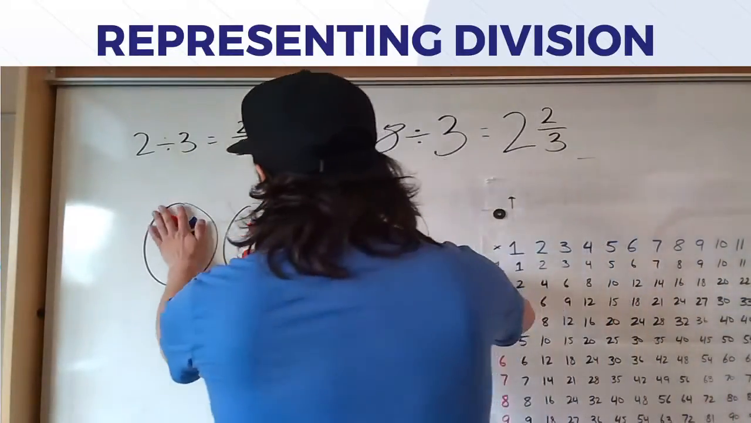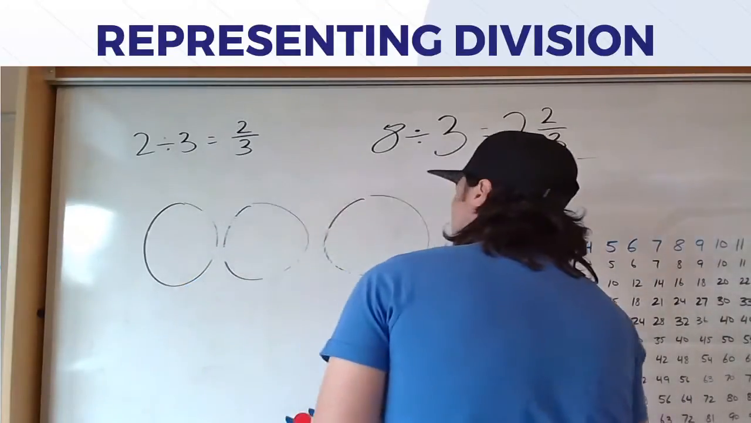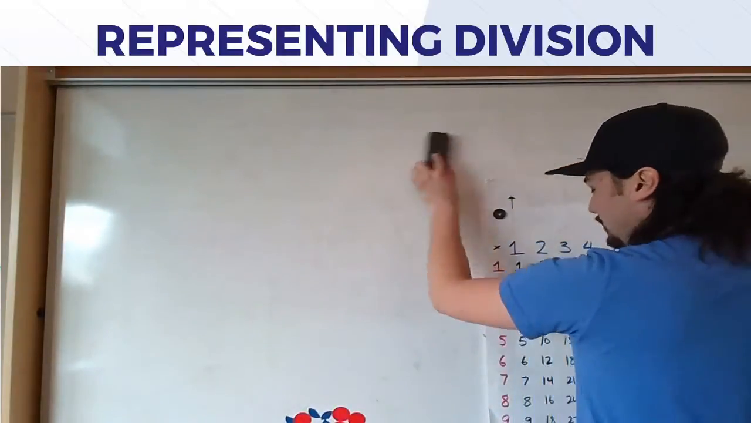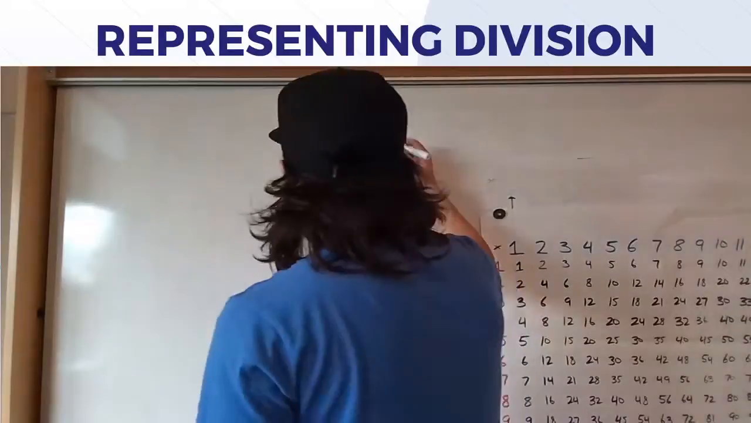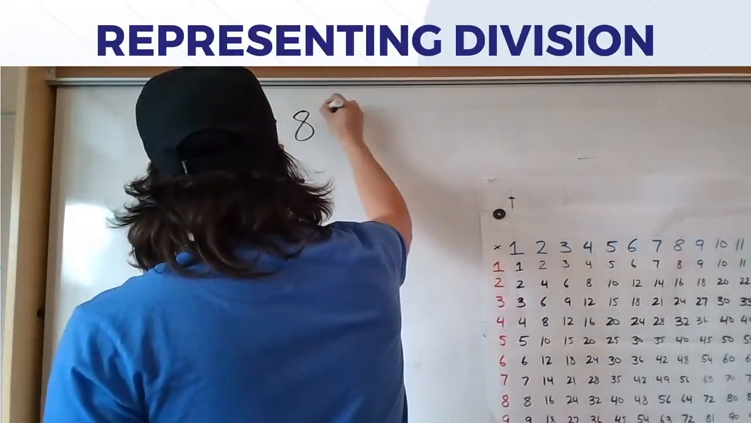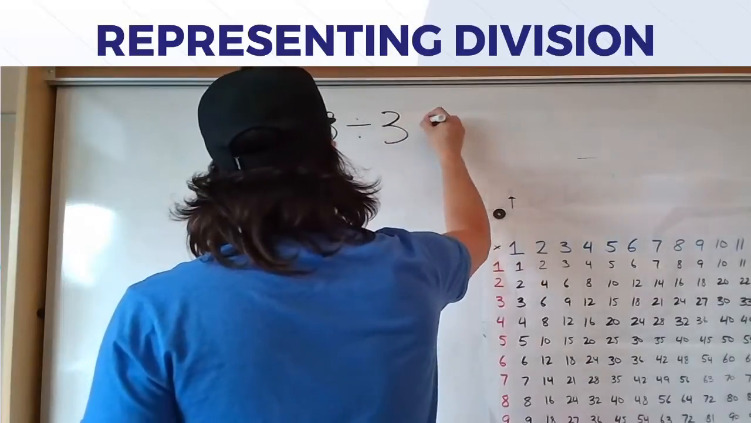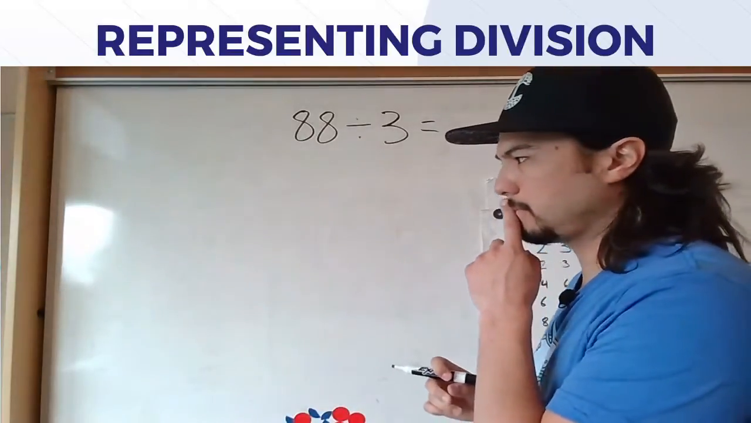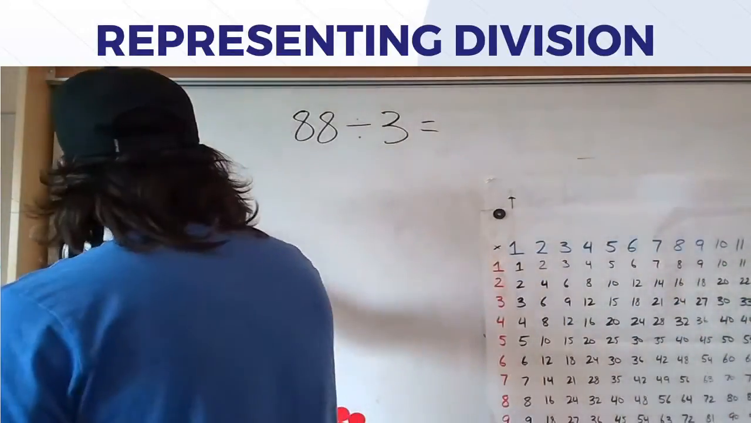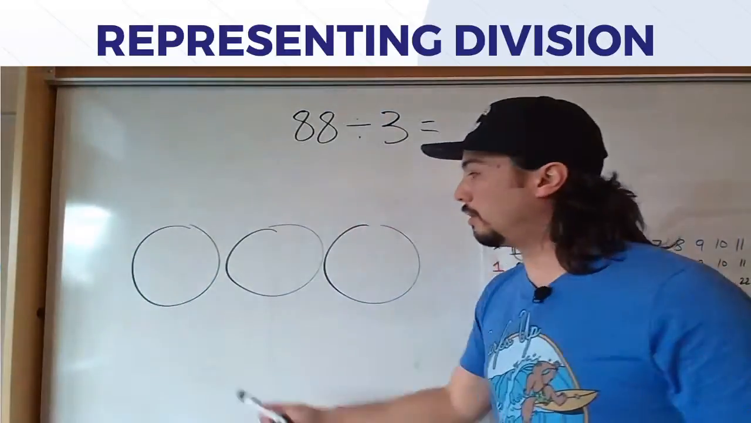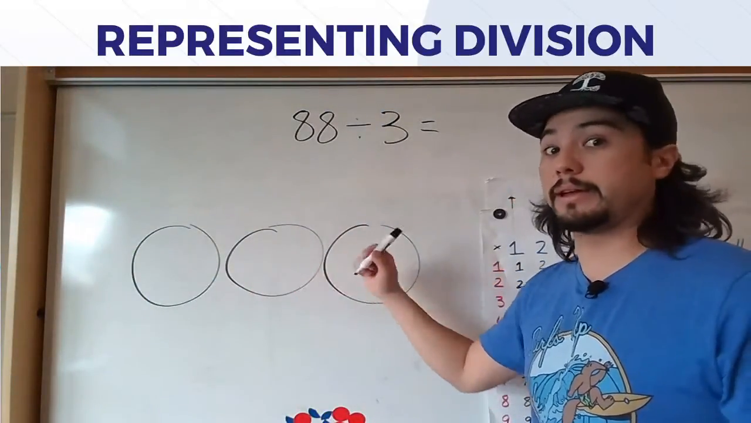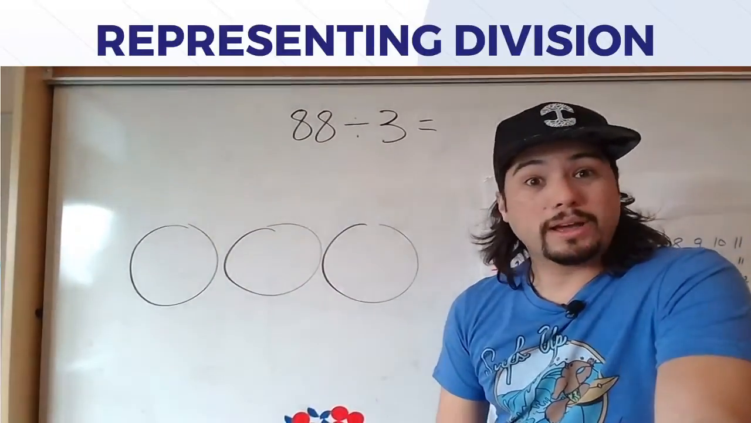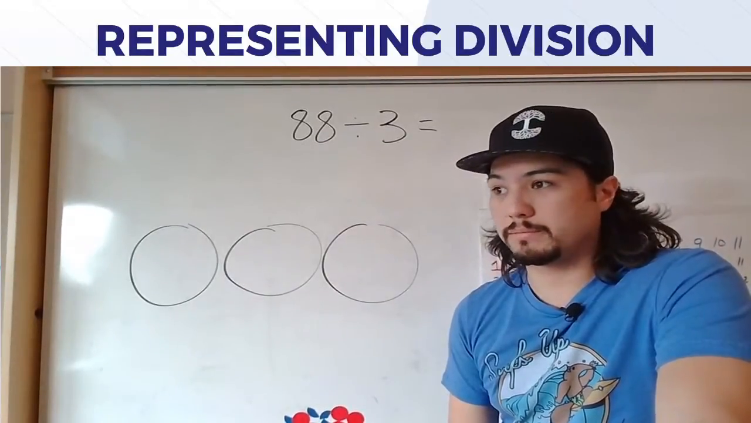But what if, instead of just having 8 dots, we had a much larger dividend? Let's keep our divisor as 3. Instead of 8, though, we're going to go 88. 88 divided by 3 equals blank. Now, we're going to keep our 3 groups, but what I want us to think about is, could we just go 1, 2, 3, 4, 5, 6, 7, 8, 9, 10, 11, 12? We could. We certainly could. But all the way up to 88, that's going to take a while, right? Let's think of some shortcuts.